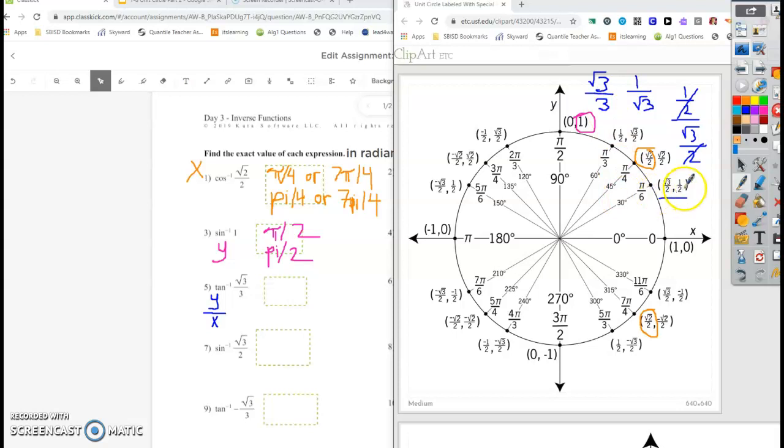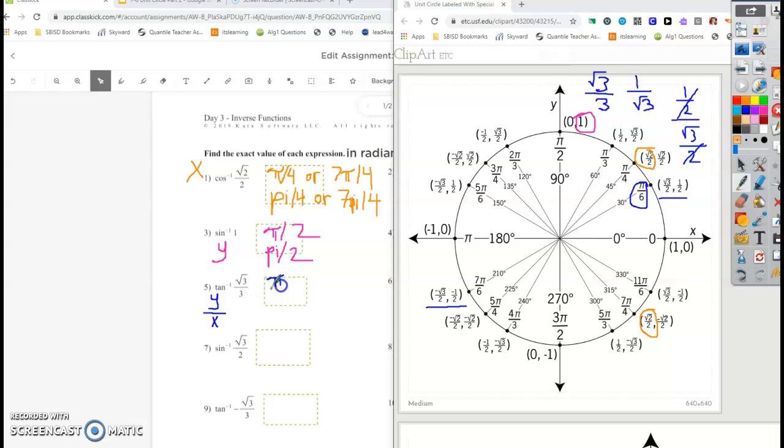So I'm basically looking for something else besides pi over 6 that has the coordinate point square root 3 over 2 comma 1/2. And the only one that does is this one, because when you do a negative divided by a negative, that makes it a positive. So my answer could be pi over 6 or 7 pi over 6.